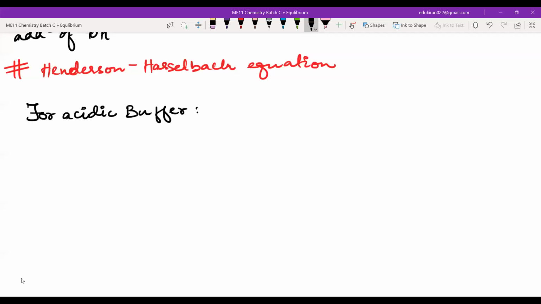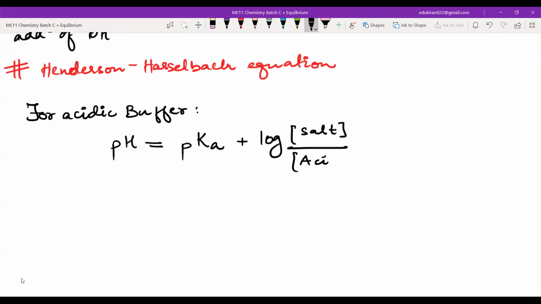the pH of the acetic buffer, whatever pH you want to maintain, then how are you going to choose it? You will choose the pKa, and the pH will be equal to pKa plus log of the concentration of salt that you have added and the concentration of acid that you have added.